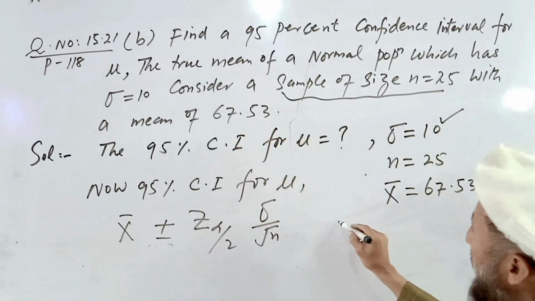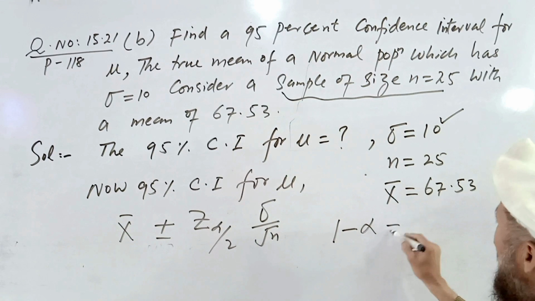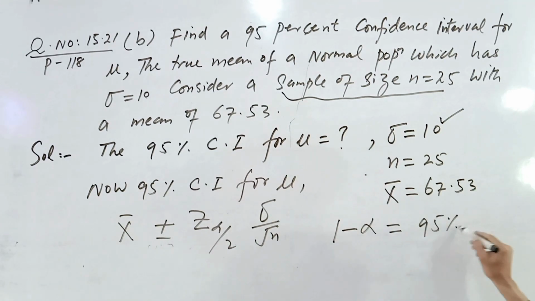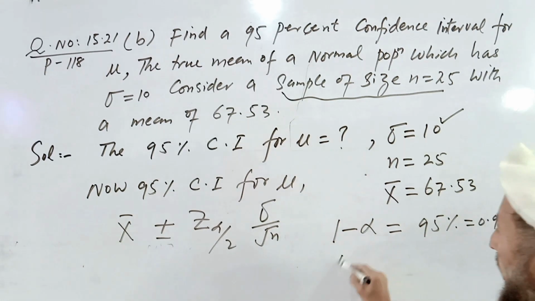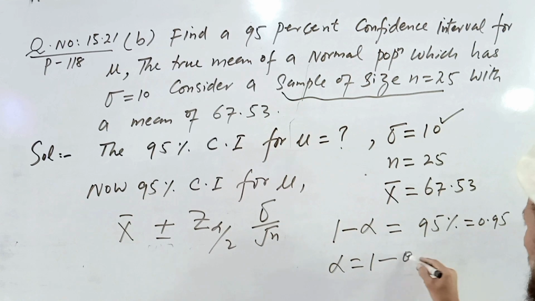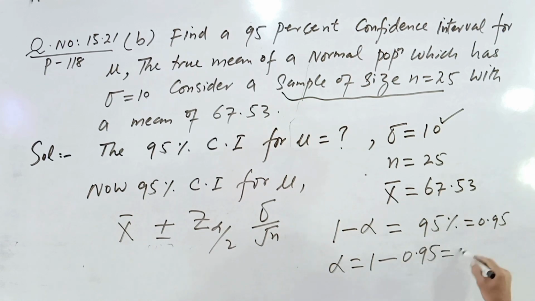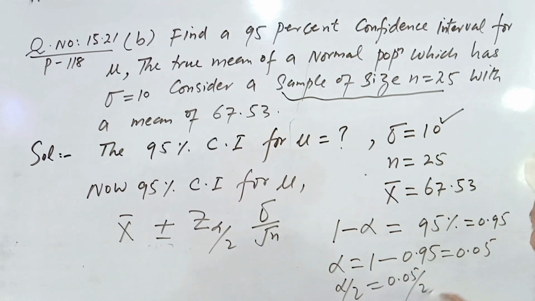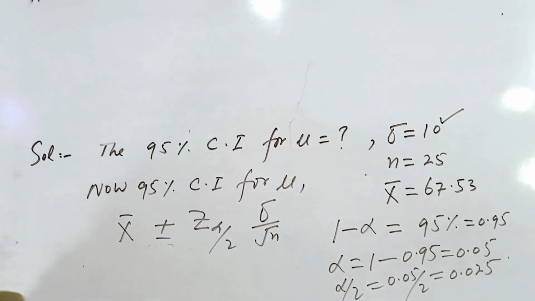So 95% is given. 95% means here 1 minus alpha is 0.95. Alpha is equal to 1 minus 0.95, which is 0.05. Alpha by 2 is required, so 0.05 divided by 2 is equal to 0.025. So here we are finding Z alpha by 2.